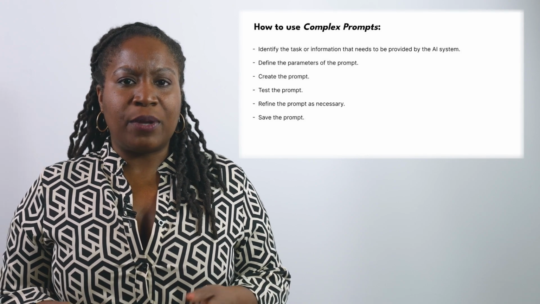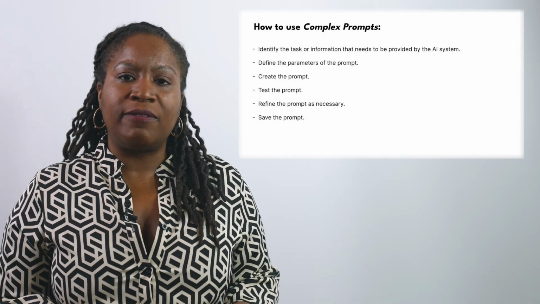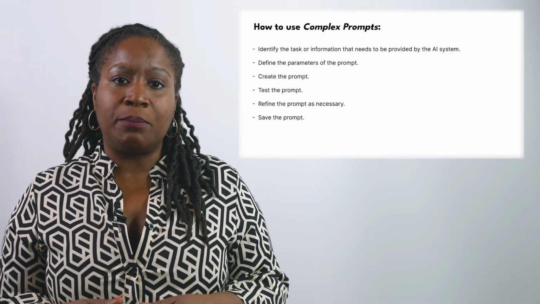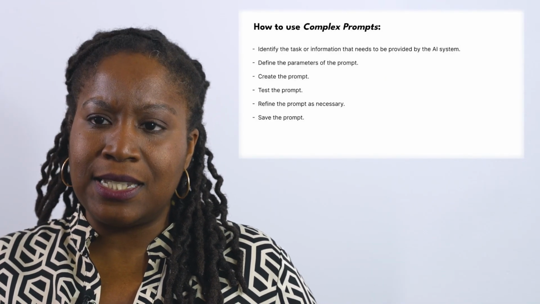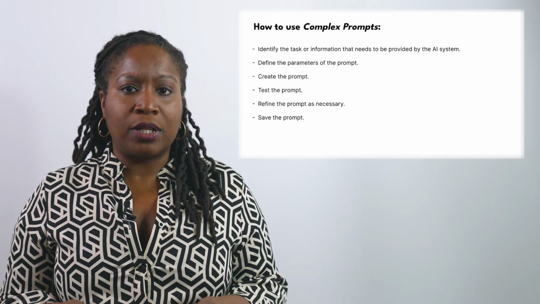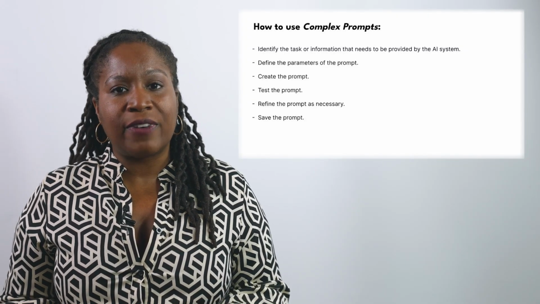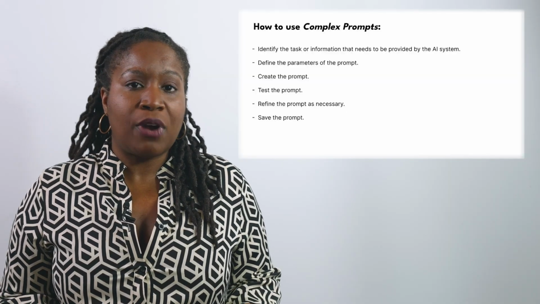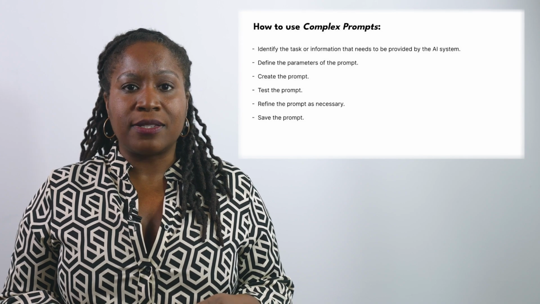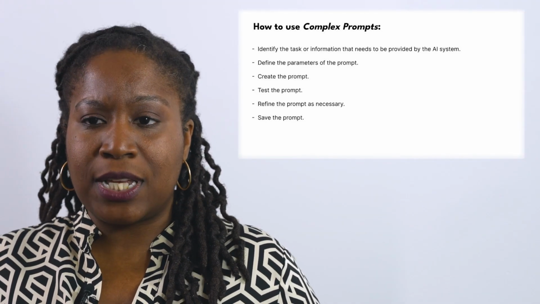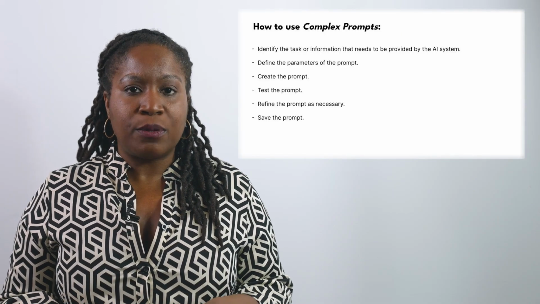The first step in creating a complex prompt is to identify the task or information that needs to be provided by the AI system. For example, if the task is to provide detailed information about a specific product, the prompt should be designed to guide the AI system to provide detailed information about the product, including its features, specifications, and price. Once the task or information has been identified, the next step is to define the parameters of the prompt.